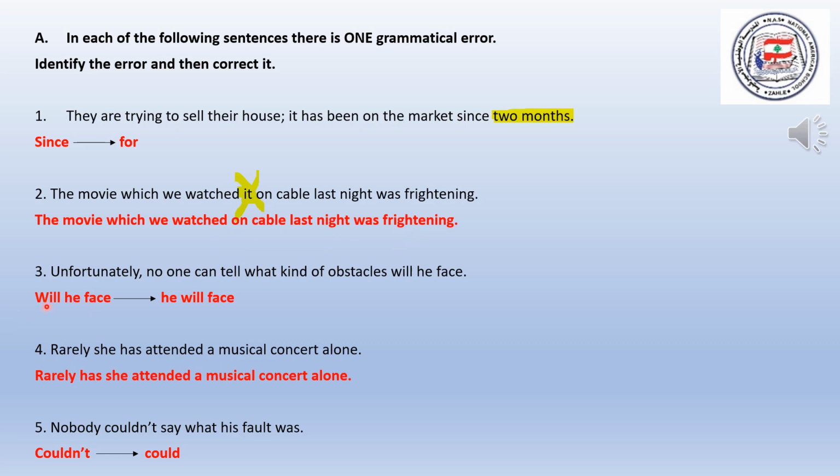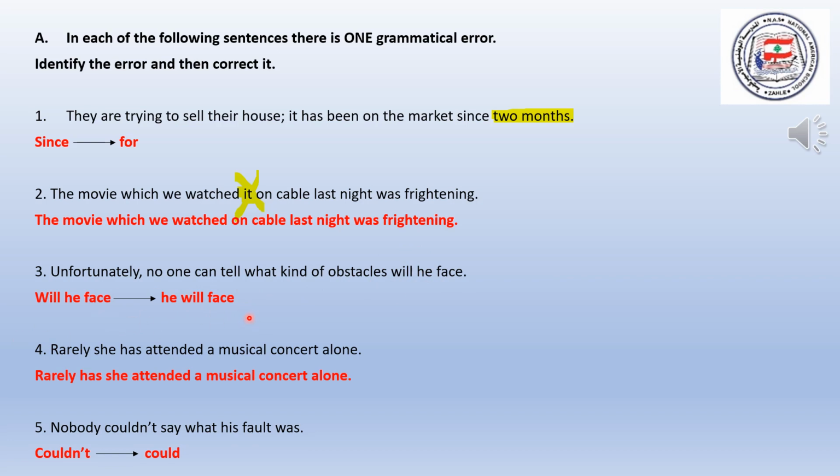Sentence number 3. Unfortunately, no one can tell what kind of obstacles will he face. If you were asked to make an information question, it will be, what kind of obstacles will he face? And if you were asked to change the same question into a noun clause, as you know, the subject and the verb go back into their normal positions. So the new sentence becomes, no one can tell what kind of obstacles he will face. So we have to change will he face into he will face.